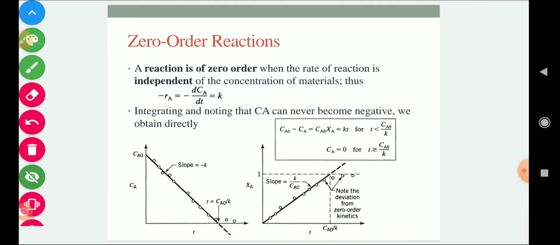Like if we have a zero order reaction, a reaction is of zero order when the rate of reaction is independent of concentration of material. So this rate expression will be minus rA equal to k only, and there are no concentration terms because it's independent of concentration. Integrating and noting that CA can never become negative, we obtain directly this. After integrating you get this, and if you plot these equations you get these two values.